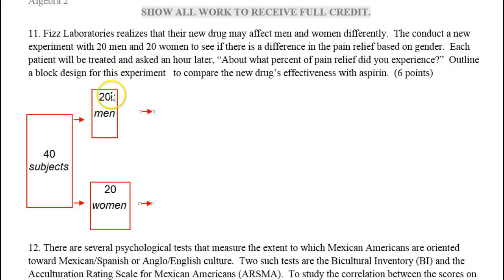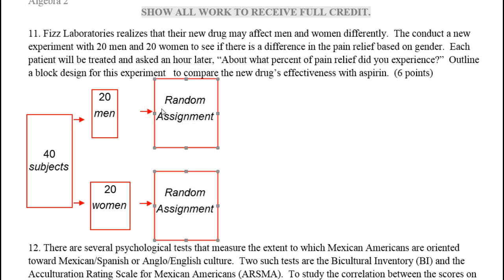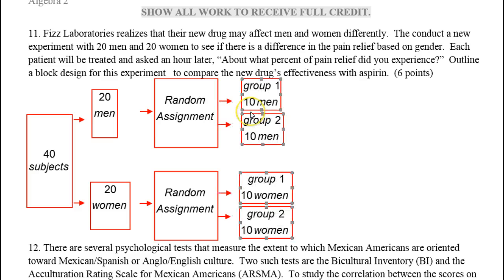Okay, we're going to take these 20 men and we're going to separate them into groups. But how are we going to separate them? We're going to separate them randomly. And the same thing is happening down here with the women. I know there will be two groups because there are two treatments, new drug and aspirin. So the 20 men will be randomly assigned to two groups, and so group 1 will have 10 men, group 2 will have 10 men. And same down here with the women, with their own separate experiment.